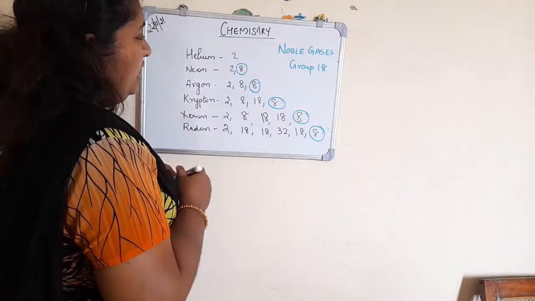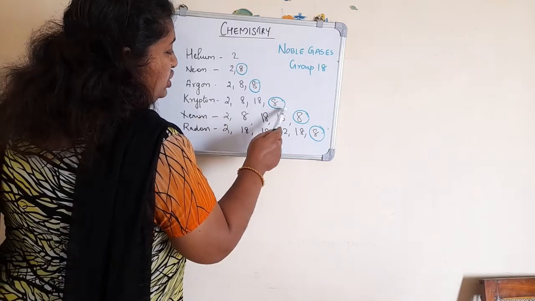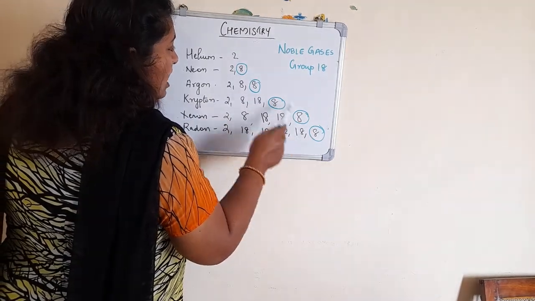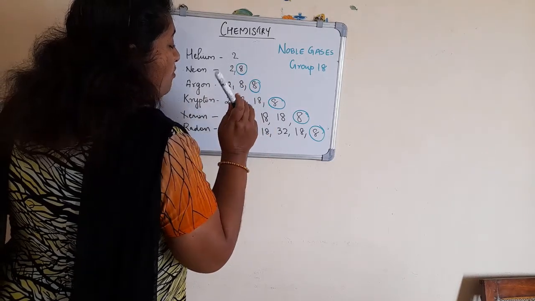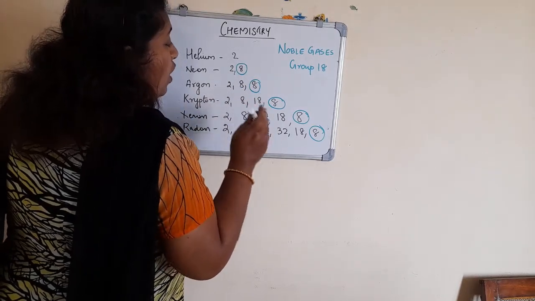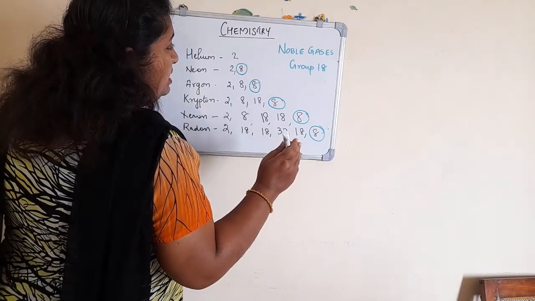Now when you are checking the outermost electrons, the valence shell electrons in each element, you can find that the number of electrons in the outermost shell is complete. They have already attained the octet state. They have already attained the stable state.